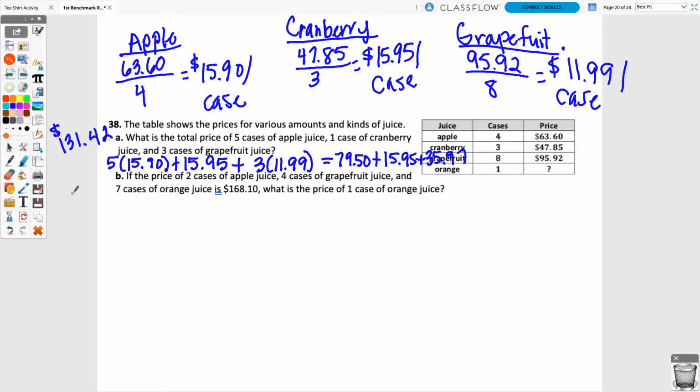All right, and then B, if the price of 2 cases of apple juice, 4 cases of grapefruit juice, and 7 cases of orange juice is $168.10, we want to know the price for 1 case of orange juice. So right now, we have no clue how much the orange juice costs. We don't have a price for it at all. But we do know how much these other juices cost, and we know the total amount. So what could I probably set up here to be able to answer this question?